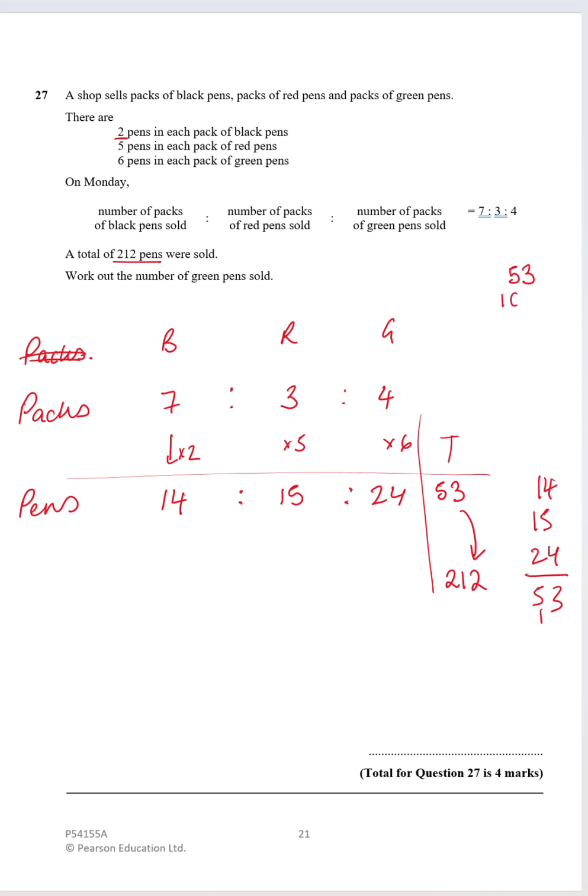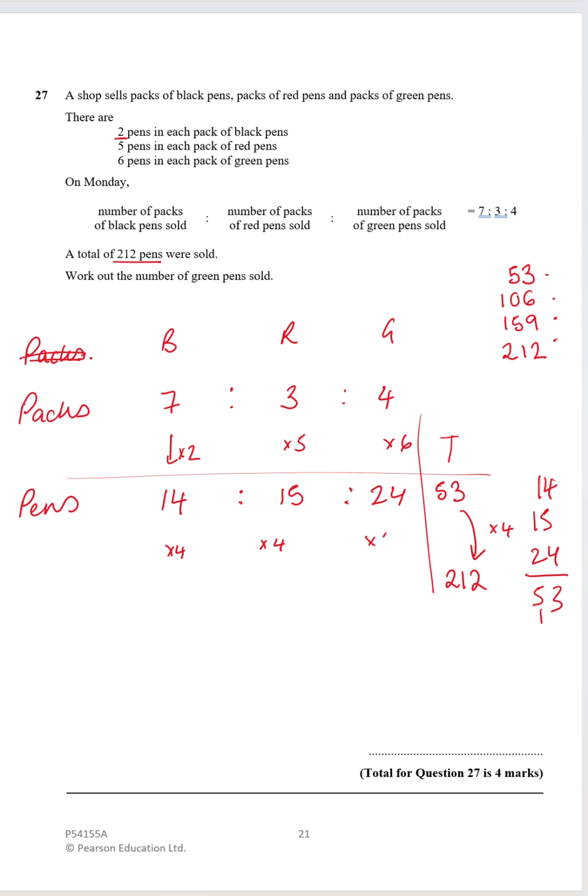So 53, 106, add another 53 would be 159. Add another 53 would be 212. I hope. Yep, 212. Therefore, 1, 2, 3, 4. So we're multiplying by 4.